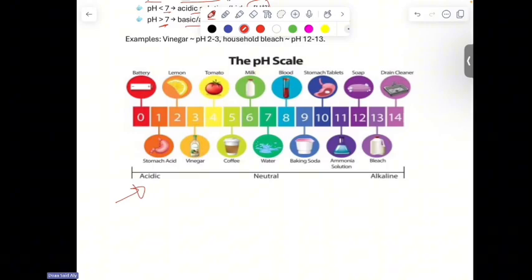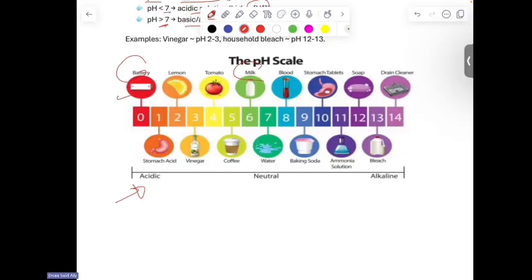For example, there are two substances, the battery and the milk. Which one has more hydrogen ions? Of course, the one that has more hydrogen ions is the battery, because it has lower pH, okay?